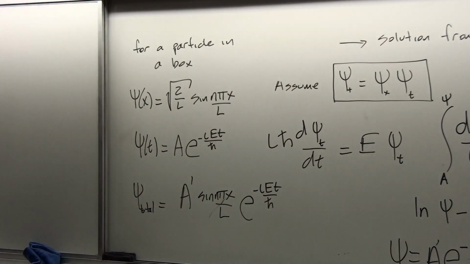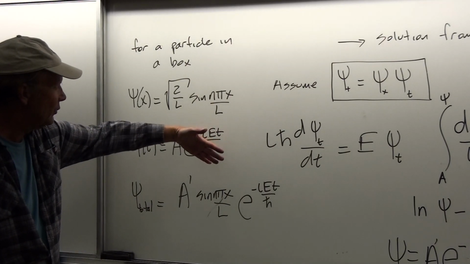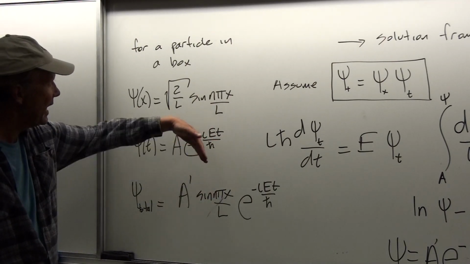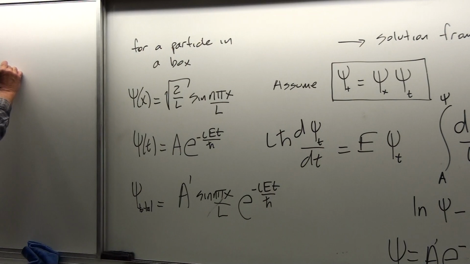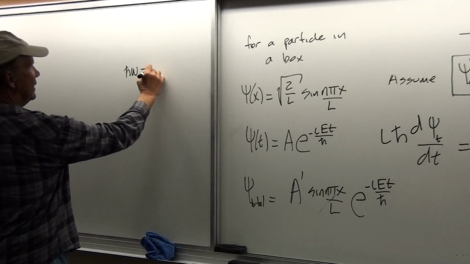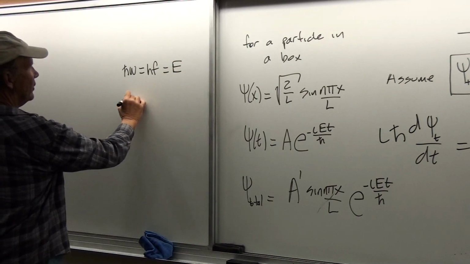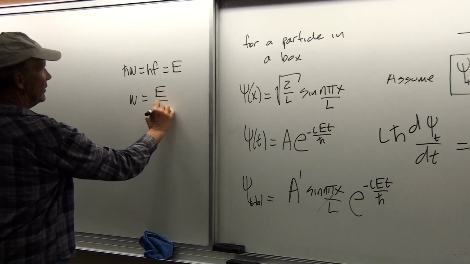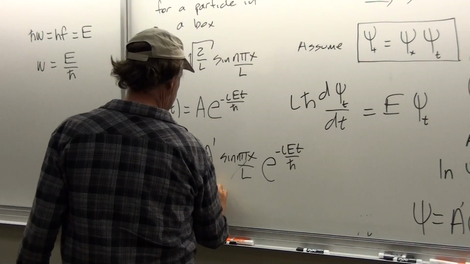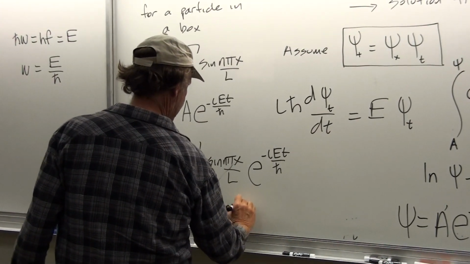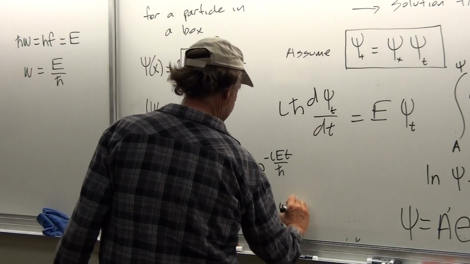So this then becomes the total wave function for the particle in a box, which means that the wave function is fluctuating back and forth like this with a certain frequency. That frequency can be given by the fact that h bar omega is equal to Planck's constant times the frequency, which is equal to e. So therefore omega is equal to e over h bar. And so this could also be written a prime sine n pi x over L e to the minus i omega t.